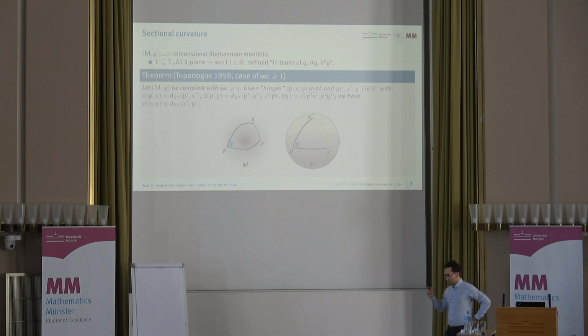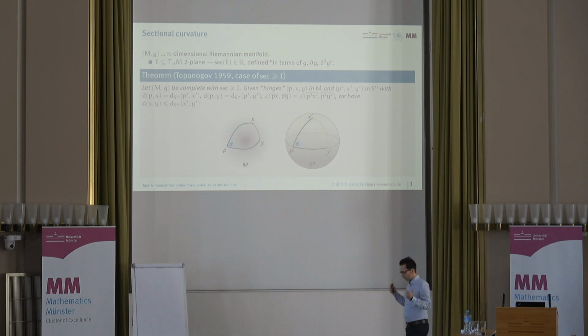And then what you're interested in is how does the distance between the endpoints, the tips of this hinge, compare? The statement is simply that this distance here is going to be smaller, if the curvature is large, than the distance in the comparison hinge in the sphere. And roughly speaking, the way this is proved is that the curvature somehow gives you control on the Hessian of certain distance functions, and then it boils down to comparing certain ODEs along geodesics.